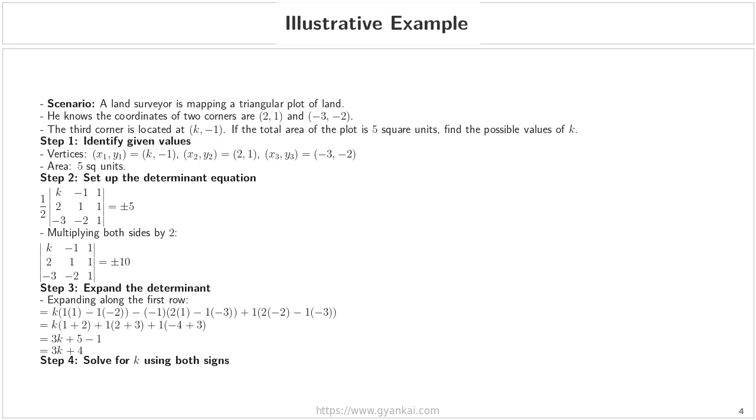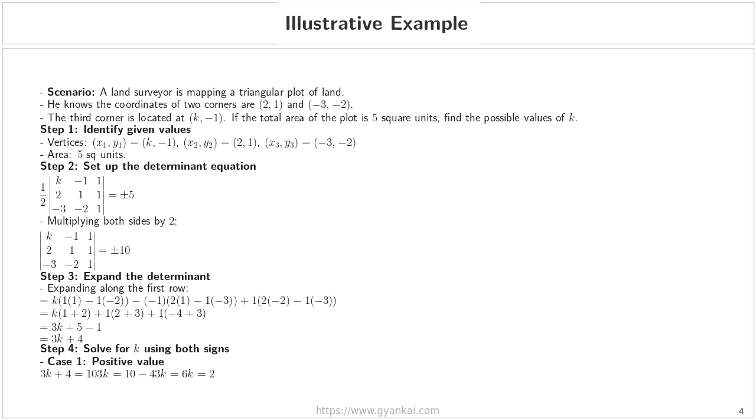Step 4. Solve for k using both the positive and negative cases. As we discussed in the conceptual approach, we must account for both possibilities to find all potential locations for the vertex. In case 1, we set our expression equal to the positive value, 3k plus 4 equals 10. Subtracting 4 from both sides, we get 3k equals 6, which results in k equals 2.